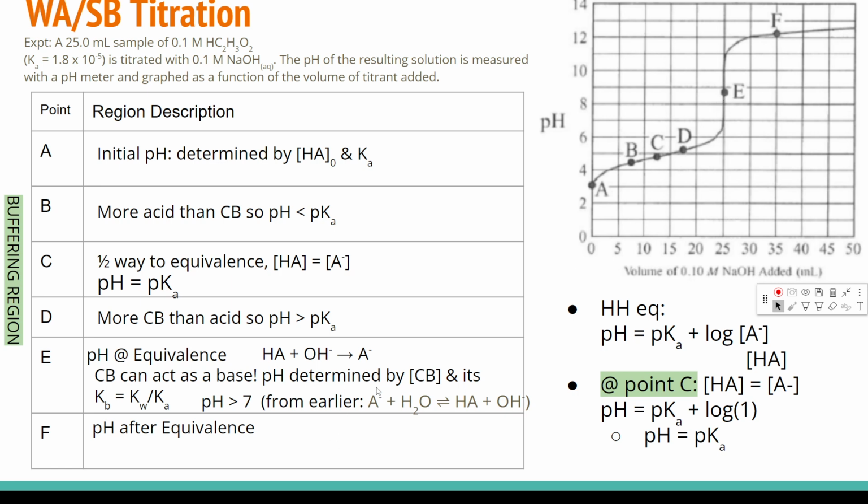Okay, cool. So the conjugate base can act like a base. Grab an H from water. Become the weak acid. Yay. Okay. I've talked about point F before, where it's just the excess OH minus. We'll talk about the calculations for that in a few moments.